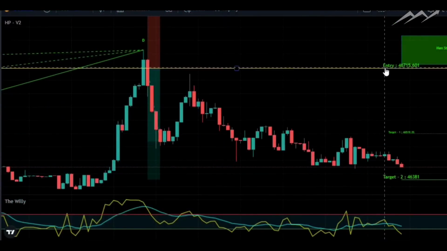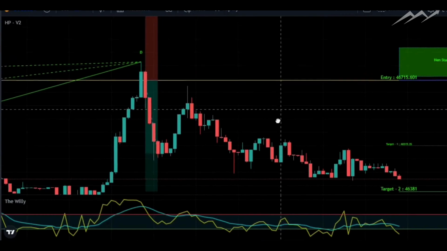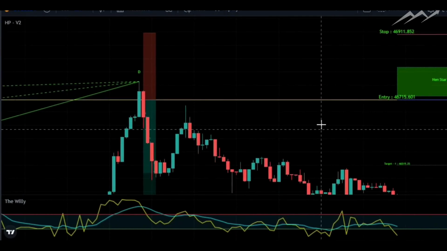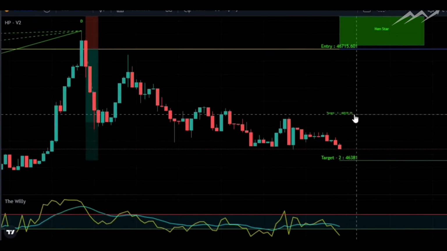Before using this strategy, test it several times on several different charts. Once you are sure, apply this strategy to your scalping trades.